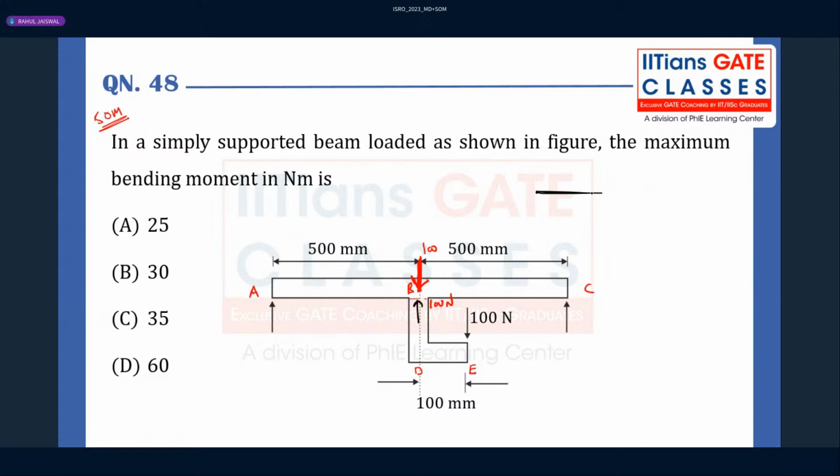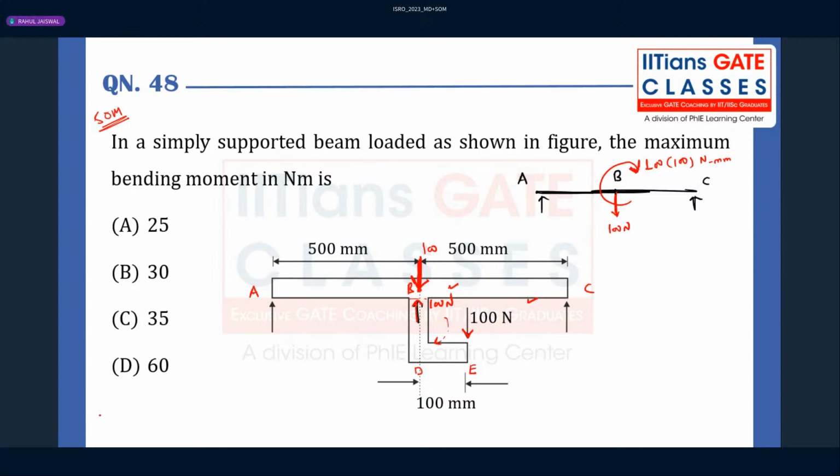So when you transfer the load, this is A, this is B, this is C. We have simply supported ends. And at B, what will happen? This 100 Newton will be acting in the downward direction, but this 100 Newton and this 100 Newton will make a couple in the clockwise direction of magnitude 100 into 100 Newton mm. See that? This one and this one will create a couple in this direction. That will also be transferred to point B.